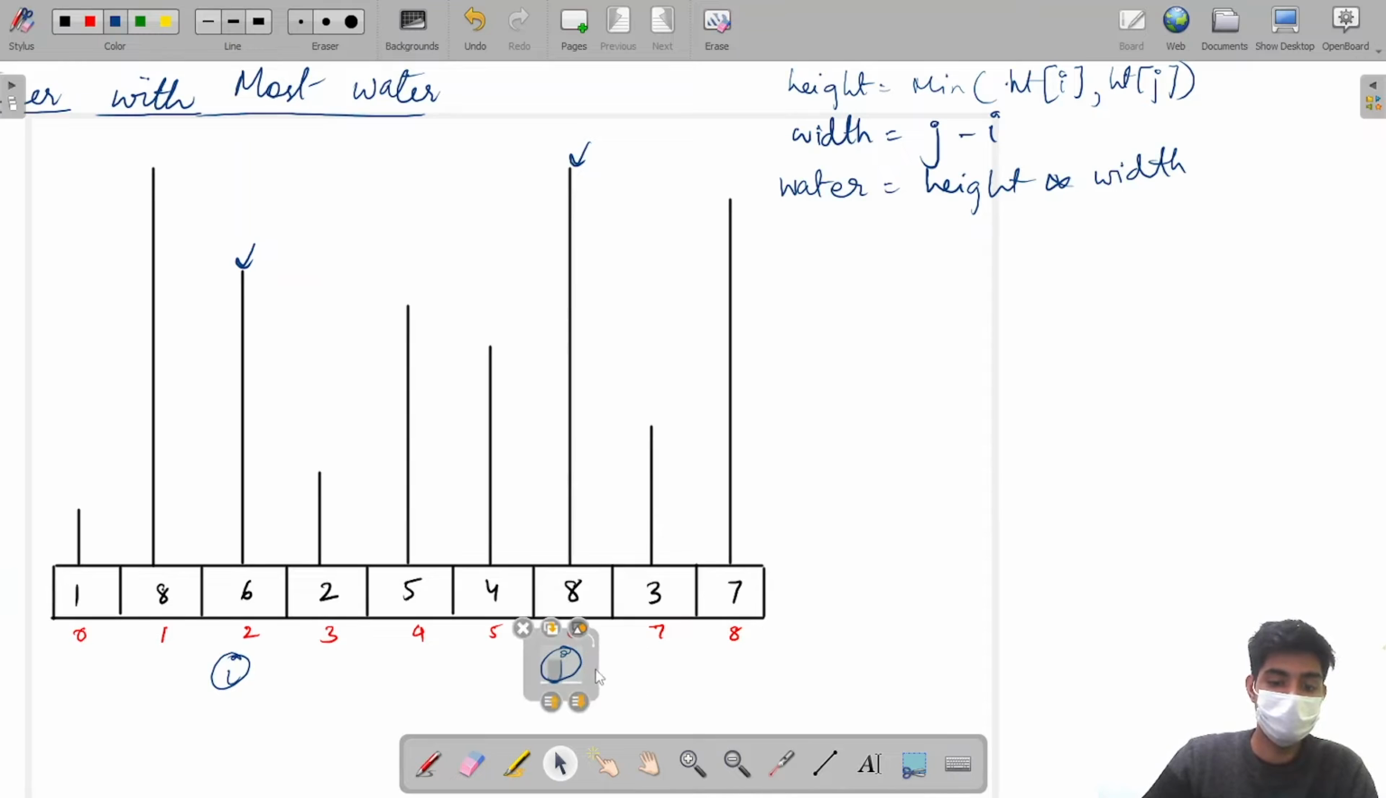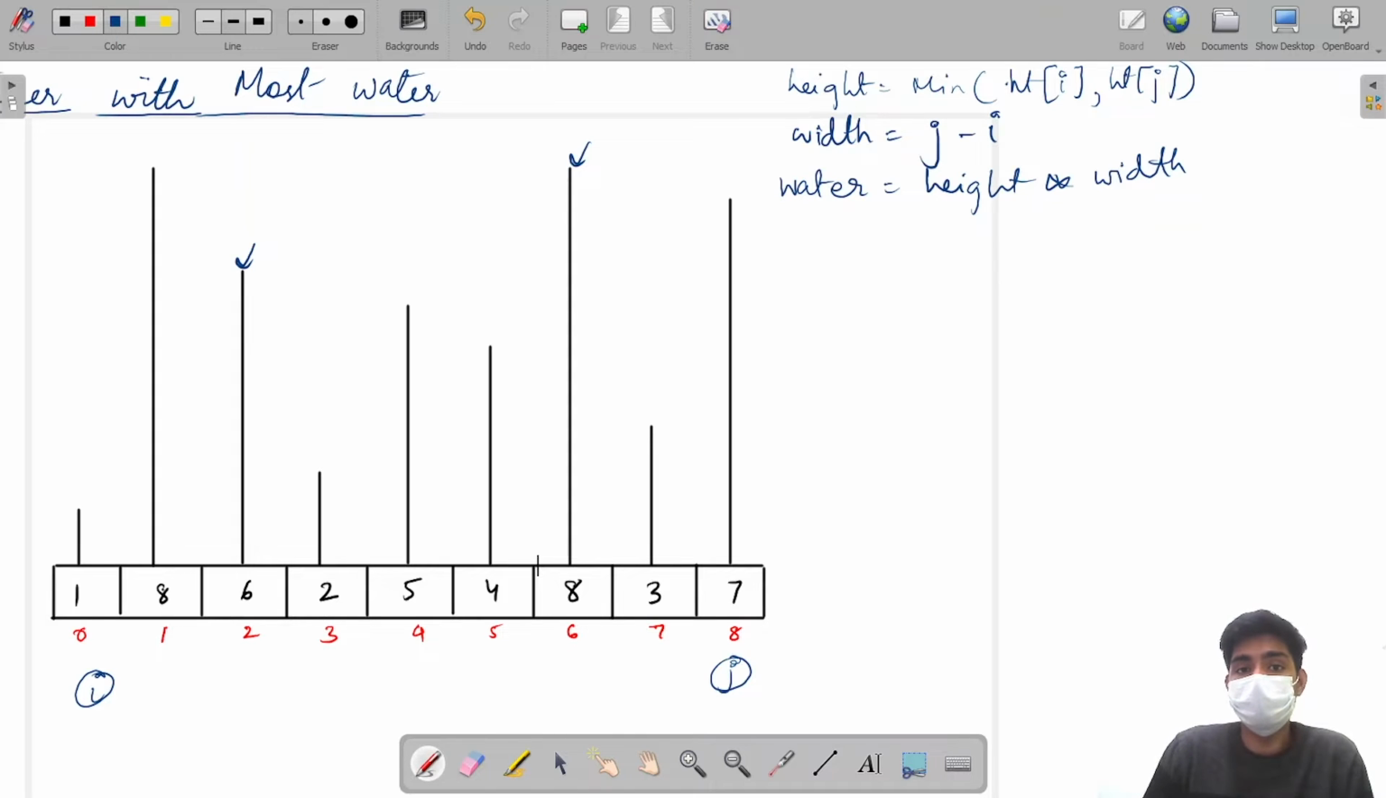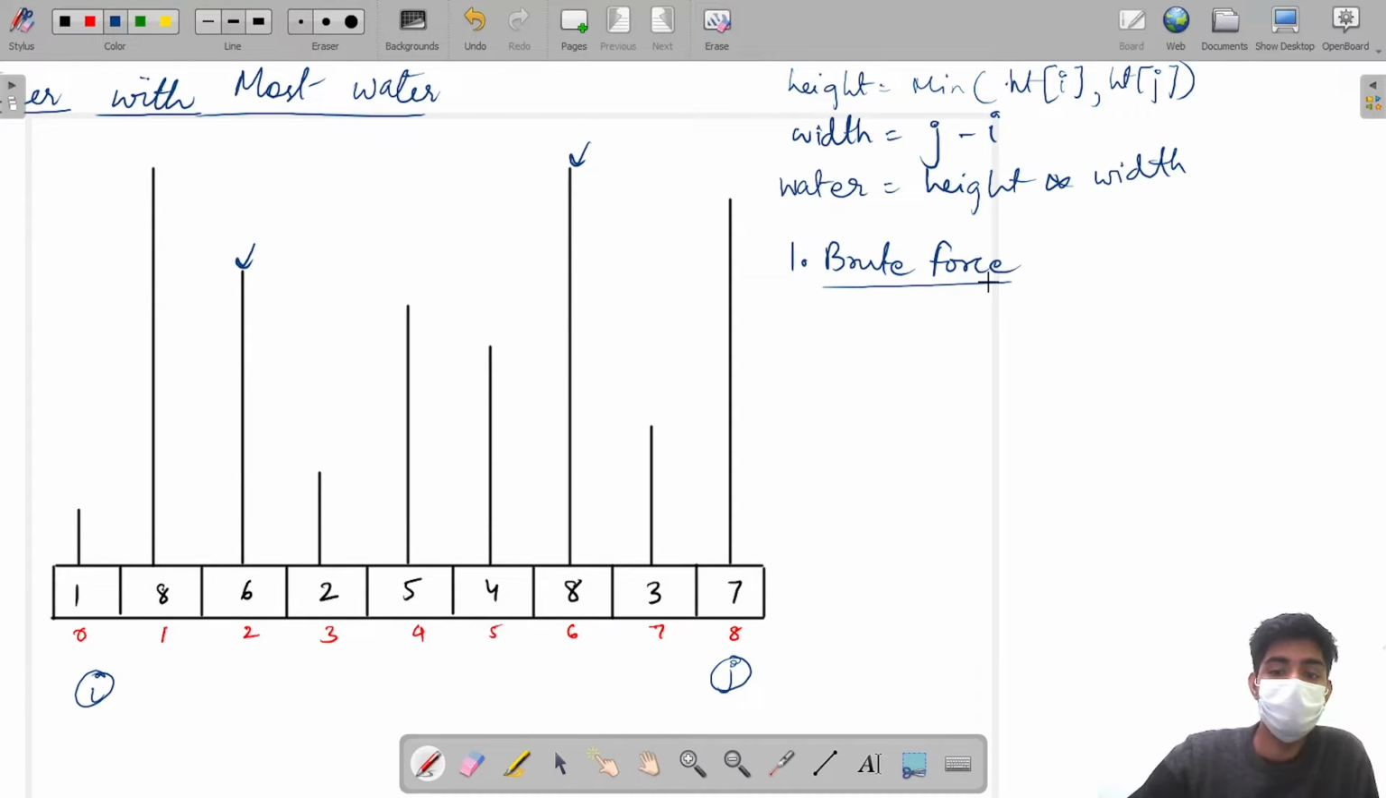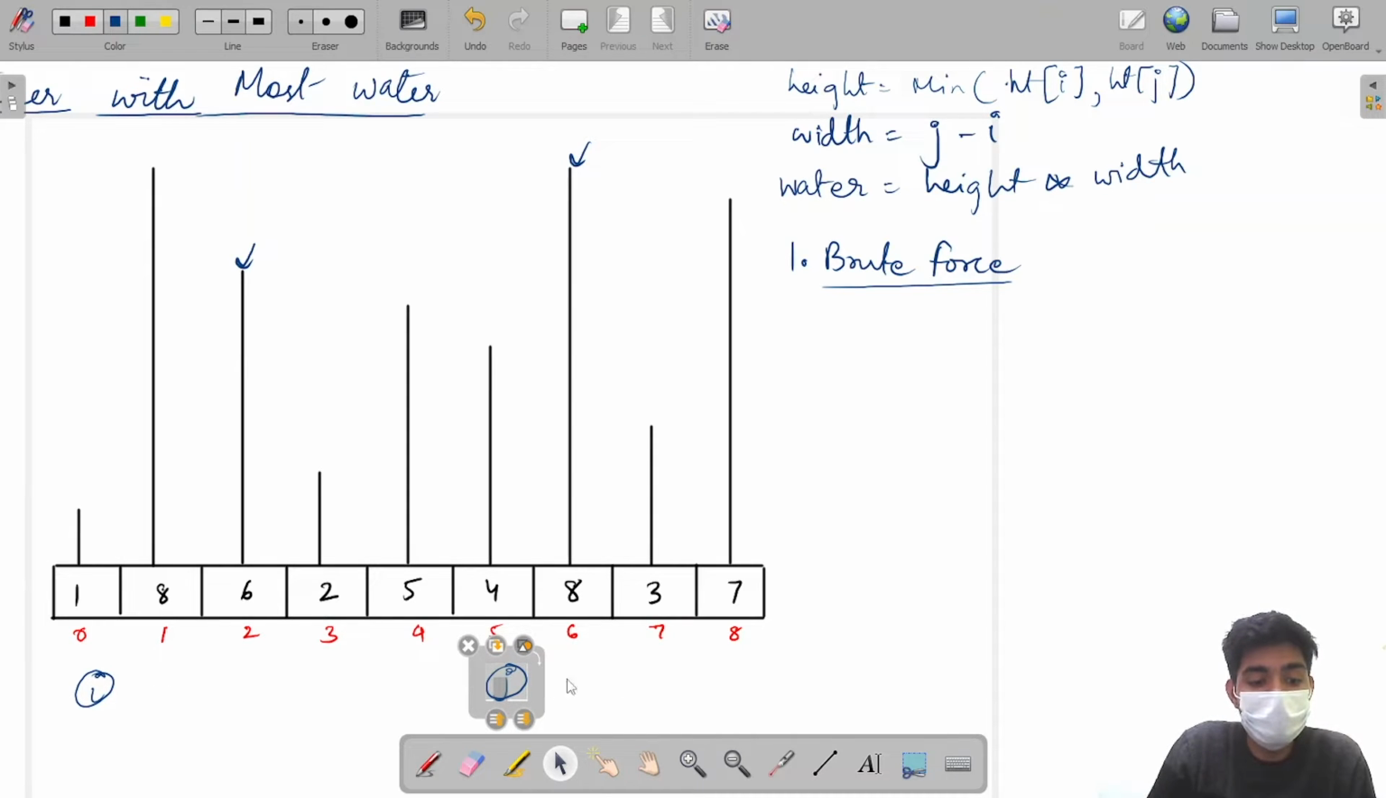If I have this j here and this i here, what is the first approach which comes to mind? The first approach is the brute force approach. In the brute force approach, I will have my i pointer here, and my j pointer will travel through all of this vector. We will have 0 comma 1, 0 comma 2, 0 comma 3, 0 comma 4, 0 comma 5, and it will travel for all these values.